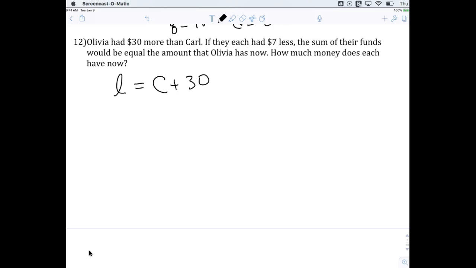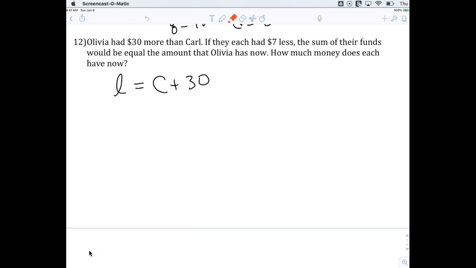No. Right? Why would it be equal? Because in order for them to be equal, you'd have to add 30 to Carl. Oh, right. So Olivia is 30 more than Carl. Is everybody happy? She's right. She could have said Carl is C equals L minus 30, but then we're dealing with negatives. Does everybody agree?